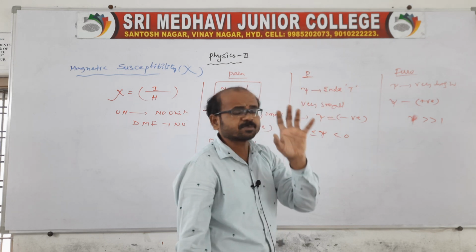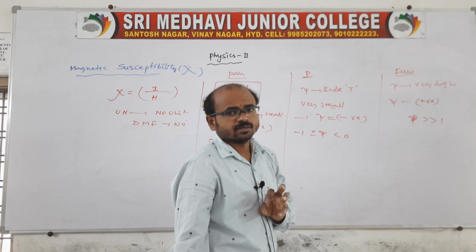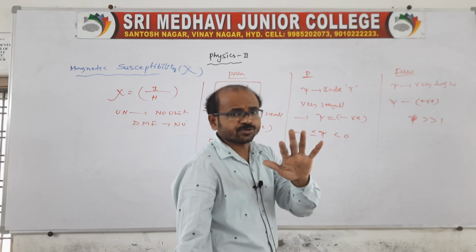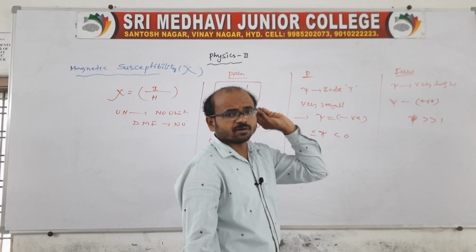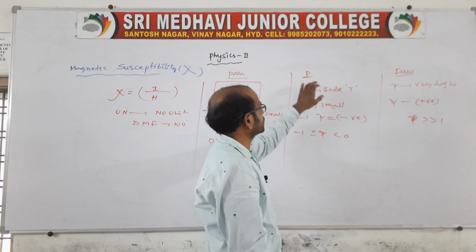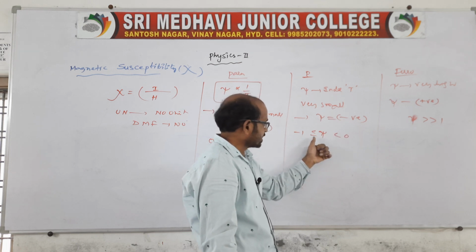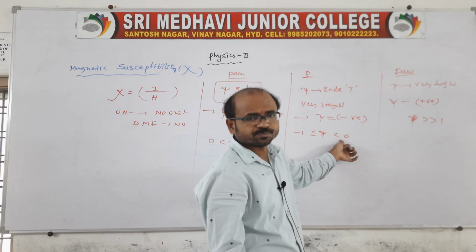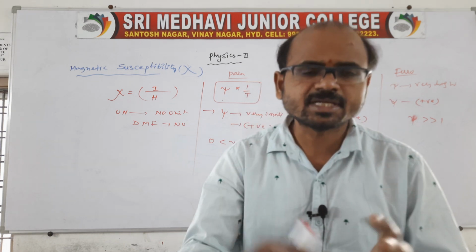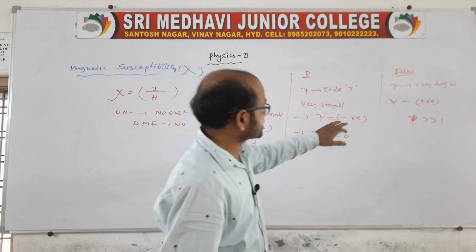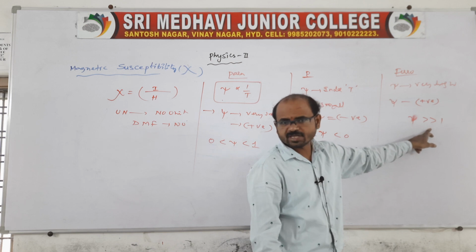Dia in the sense is the substance which is not attracted in a uniform magnetic field, therefore that substance does not possess any magnetic force. That's what we call dia. And it is very small, and xi is negative, and -1 ≤ xi ≤ 0. Coming to ferromagnetic, it is very high. Of course, it also depends on temperature, and here xi is positive, and xi value is very much greater than 1.